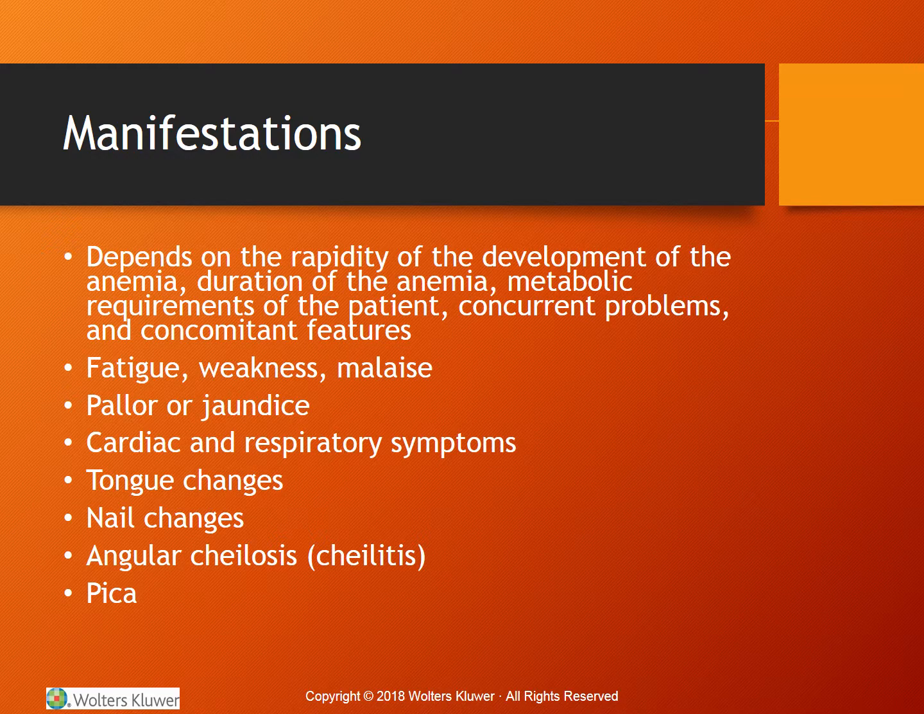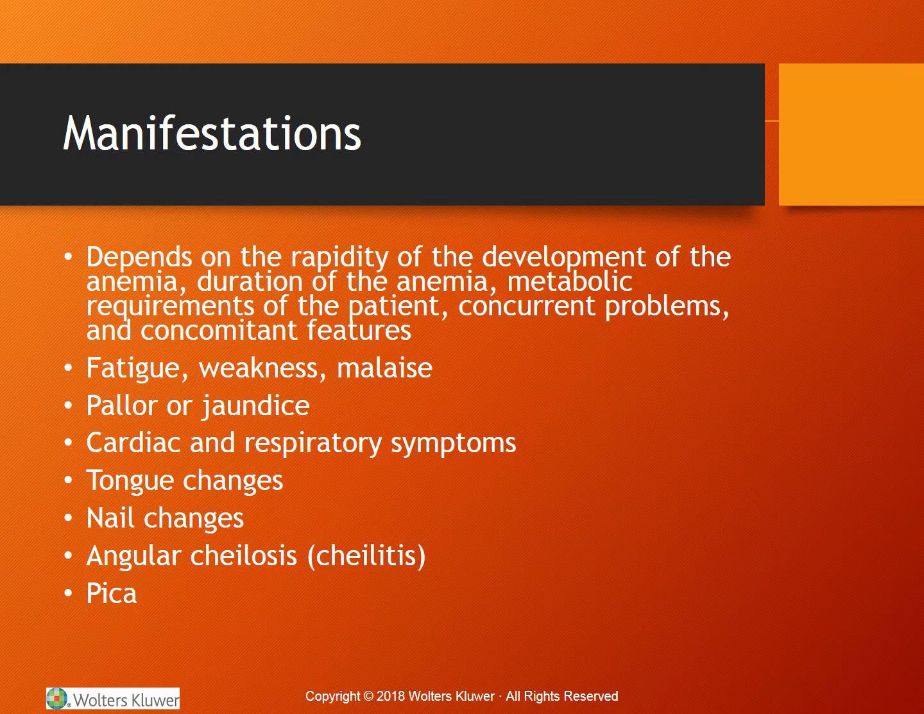Fatigue, weakness, and malaise. Malaise is just that yucky feeling, you just don't feel like doing anything. Pallor, pale, or jaundice, where they have yellow discoloration. Now, it's going to depend on the type of anemia. If you have more of a hemolytic anemia, then you're going to have more of the jaundice, because that's a byproduct, whereas if it's pale, it is more likely to be a hypoproliferative anemia.